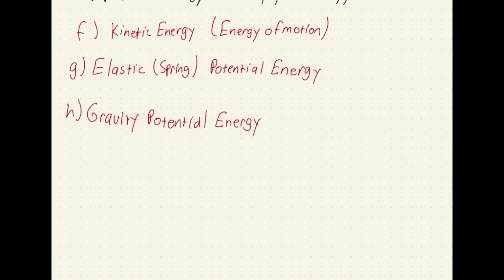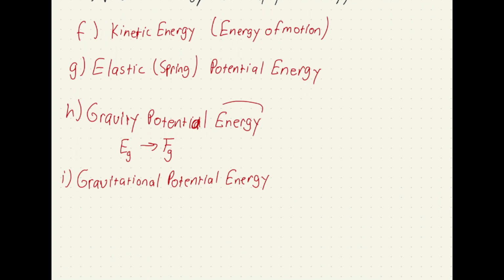But gravity potential energy, I give it the name E sub g. It is related to a force F sub g. But there's another type of gravity energy, which we call gravitational potential energy. These are the same energy. It's just that one is a special case of the other. So our gravity potential energy is gravitational potential energy just near the surface of the Earth.